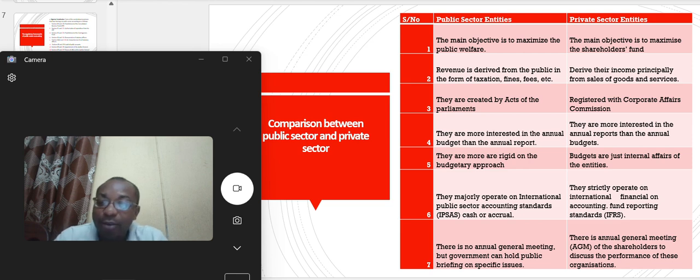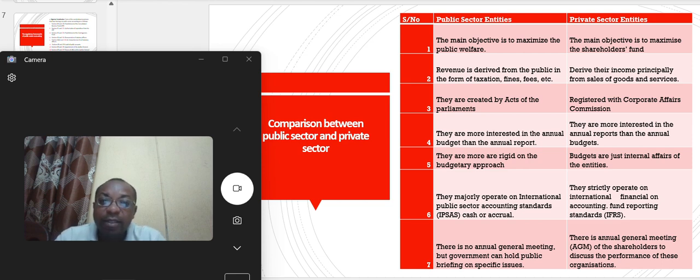But private sector entities operate with International Financial Reporting Standards, IFRS. So these two sectors use two different standards to prepare their financial statements. The public sector uses International Public Sector Accounting Standards, IPSAS, whereas the private sector uses International Financial Reporting Standards.